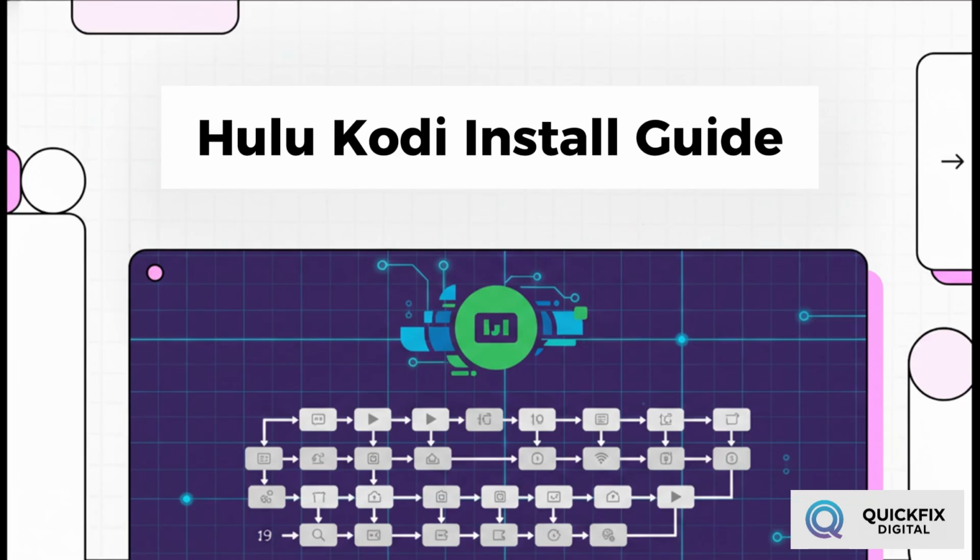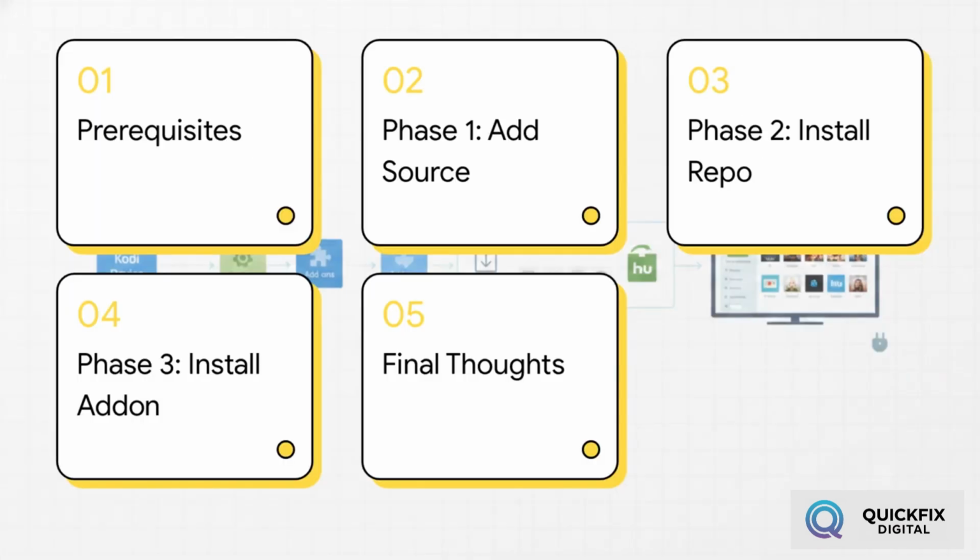If you've ever tried to integrate Hulu into your broader Kodi setup, you know the process can honestly feel a bit like a maze. But don't worry, we are going to walk through all 19 steps of this installation together and make it as seamless as possible. To make this as easy as possible, we'll micro-chunk the process. Here is our agenda. First, prerequisites and important disclaimers. Then, Phase 1, adding the source URL. Phase 2, installing the SlyGuy repo. Phase 3, installing the Hulu add-on. And finally, some final thoughts and review.